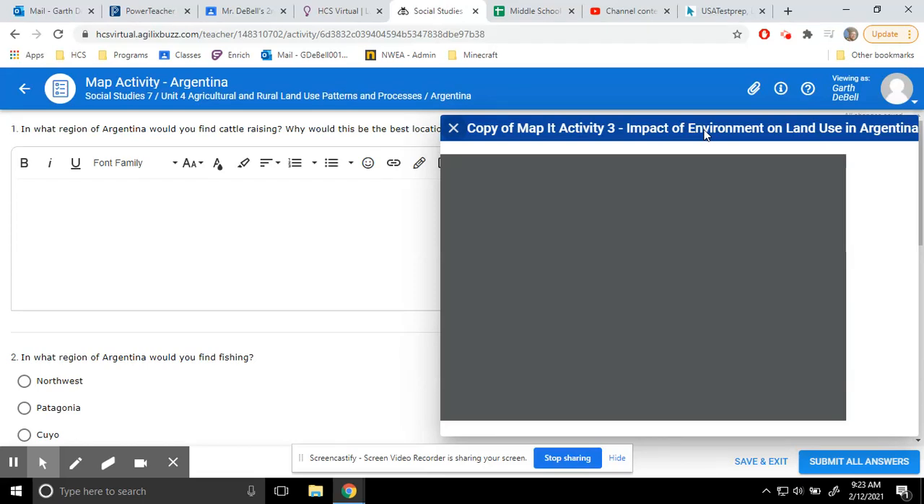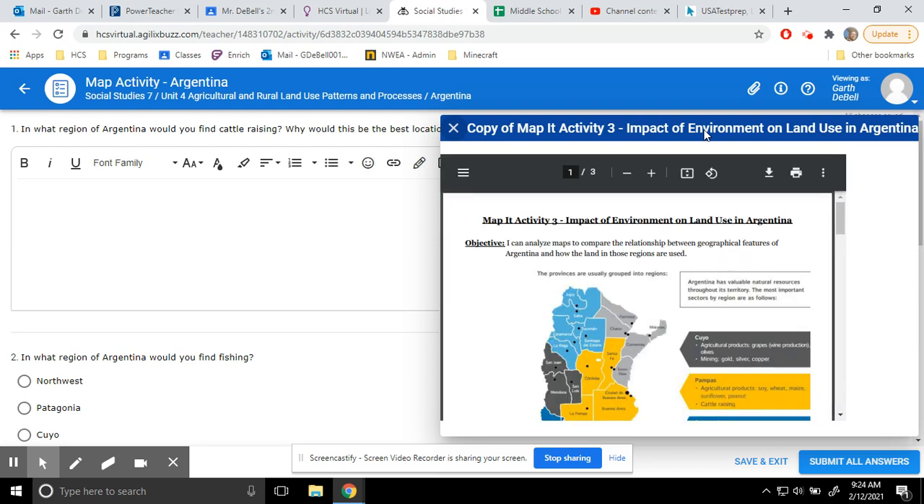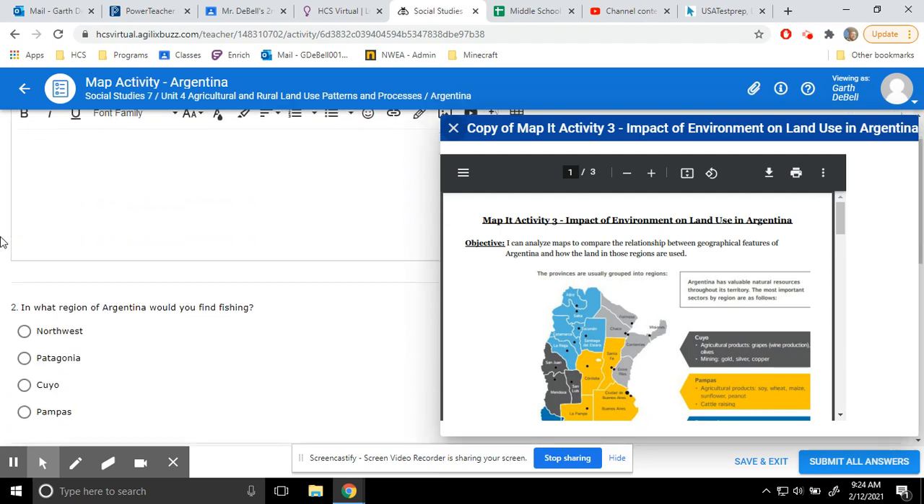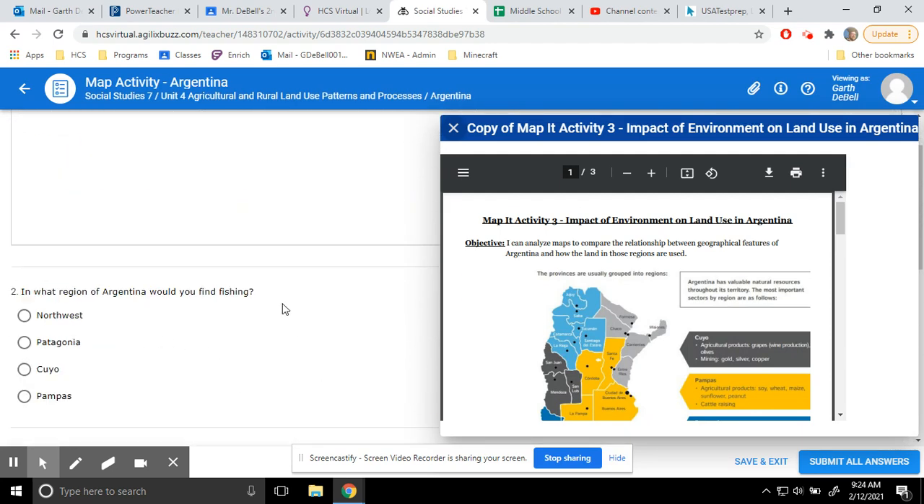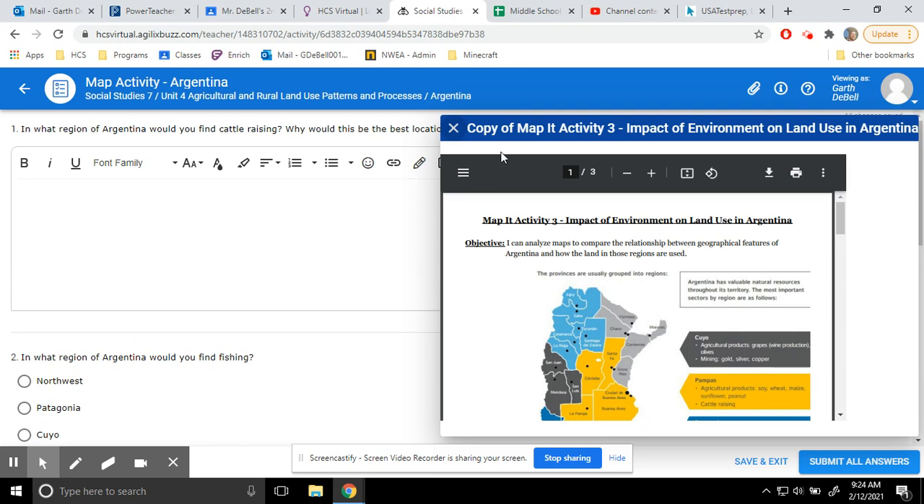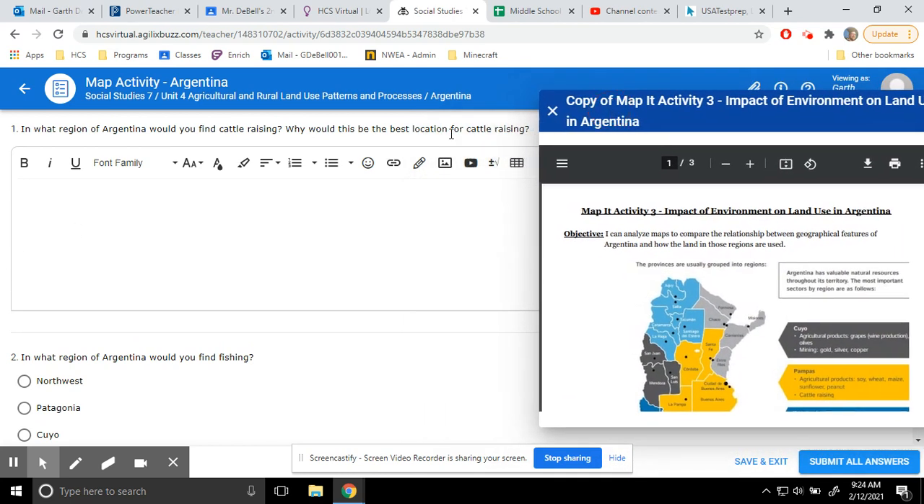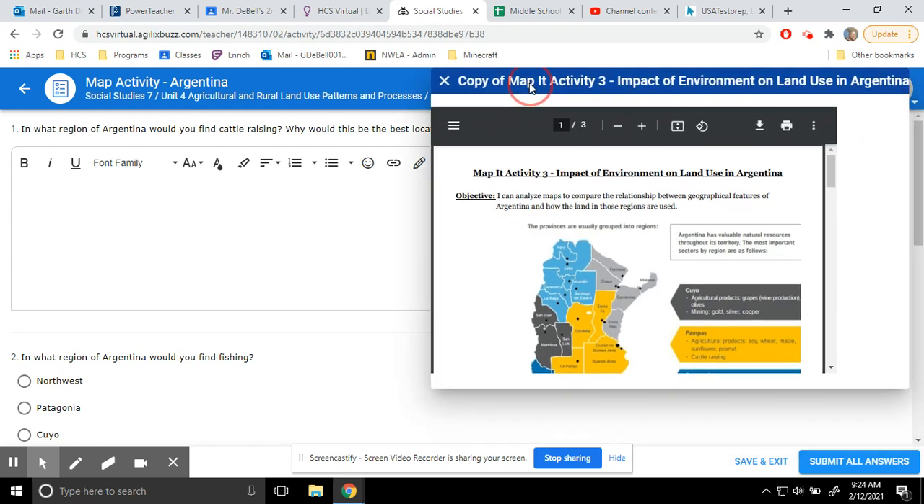All right, ladies and gentlemen, we are going to work on our Argentina rural land use map activity here. You have about 4 questions on here, so it's kind of short. One of them's multiple choice, and the rest are going to be short answer. The first question says, in what region of Argentina would you find cattle raising? Why would this be the best location for it?